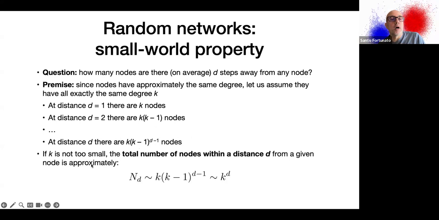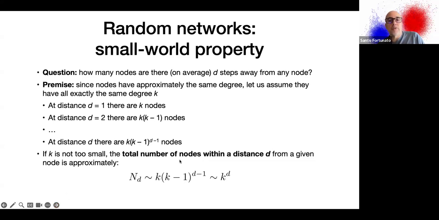Now, if k is not too small, you can approximate k minus 1 with k. 25 and 26 are not very different from each other. And of course, if k is even bigger, then this is even more true. It's another approximation, but this is very small, much smaller than the 2 other approximations I made. So this product can then be approximated as k to the power of d, where d is the number of steps away from the central node. So what did I find?